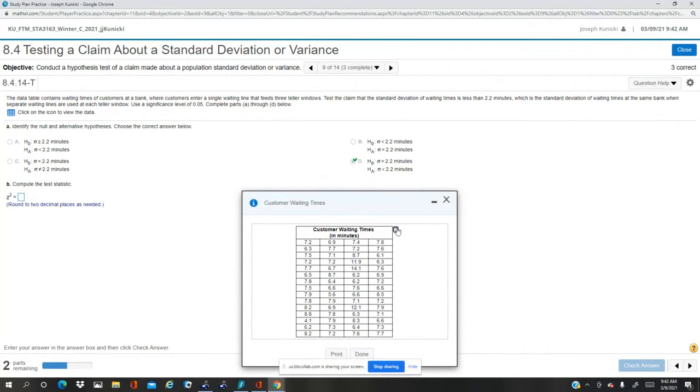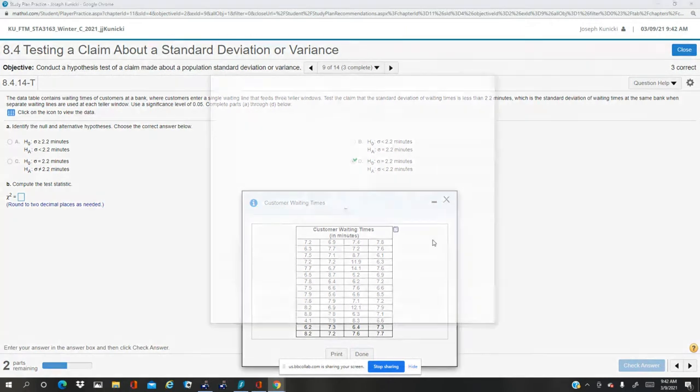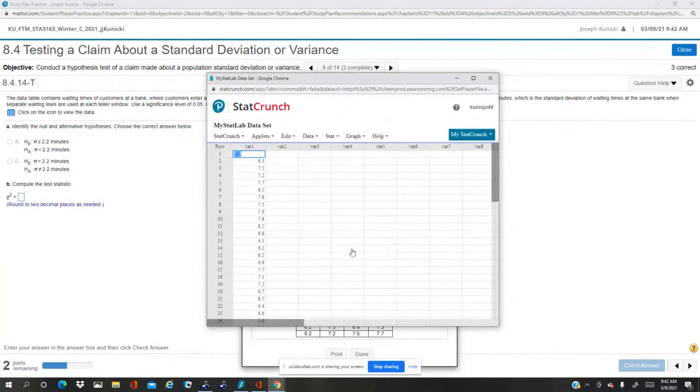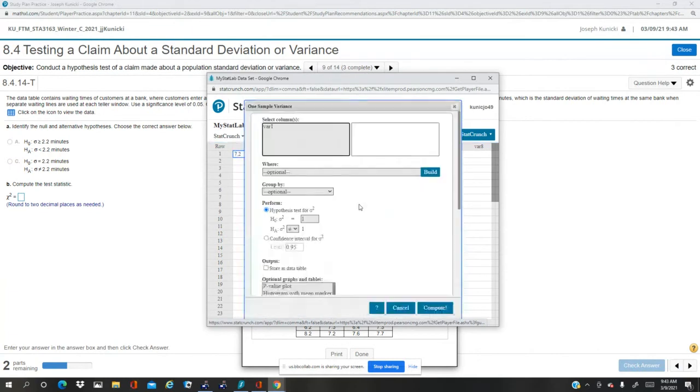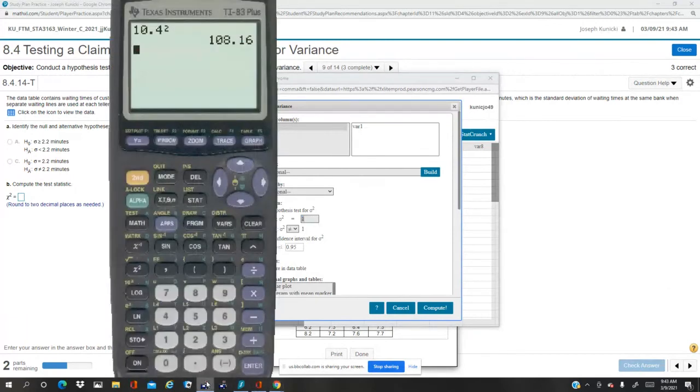See this little icon here? You open that icon and it says open in StatCrunch. Now all the data is in variable one, column one. So now I say stats, variance, one sample, with data. Instead of with summary, I hit with data. The data is in variable one, and then you just go along with the hypothesis test. 2.2 squared, that's 4.84 from memory. Let's see if I'm right. Yep, somehow I remember that number.